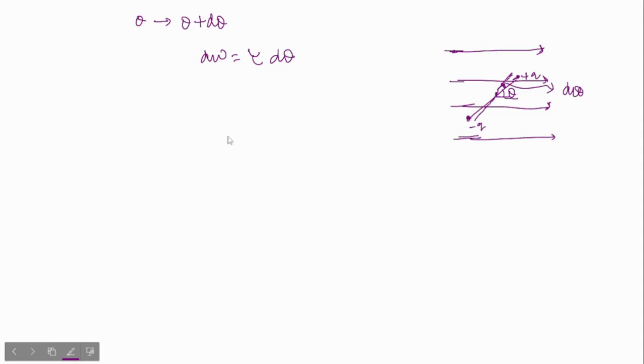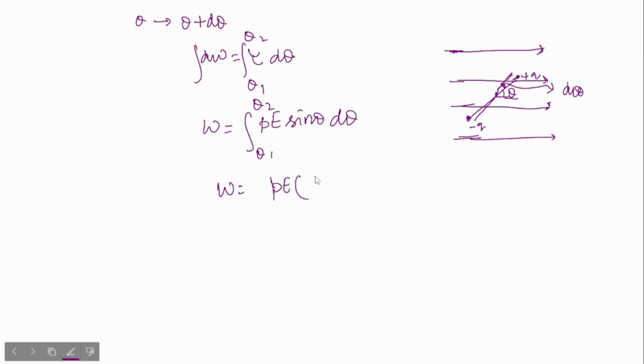So for the total work done, we integrate from theta 1 to theta 2, as we are rotating the dipole from theta 1 to theta 2. W equals the integral of the torque, pE sin theta, since the dipole is kept at an angle theta with the horizontal uniform electric field, d theta from theta 1 to theta. So W will be pE times the bracket cos theta 1 minus cos theta. This is your final result.